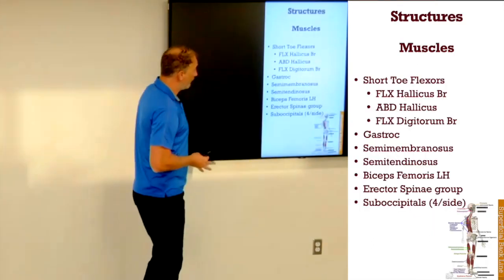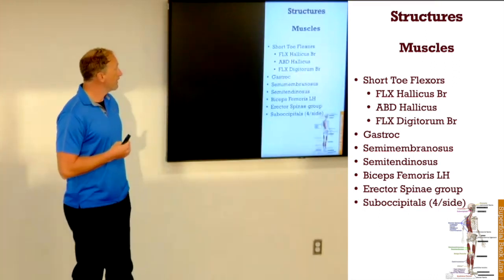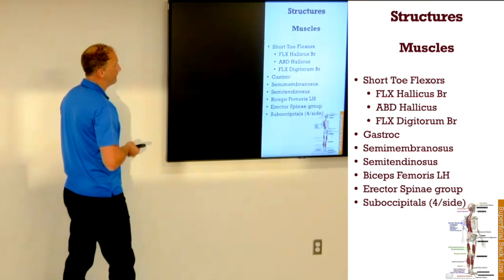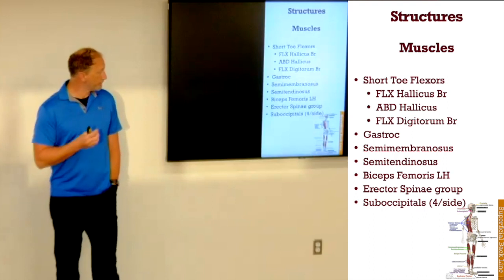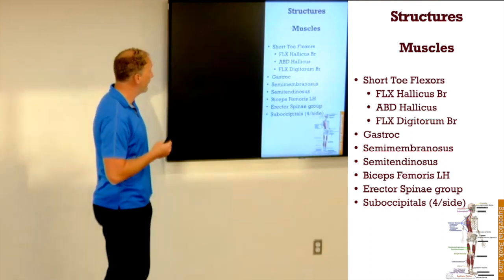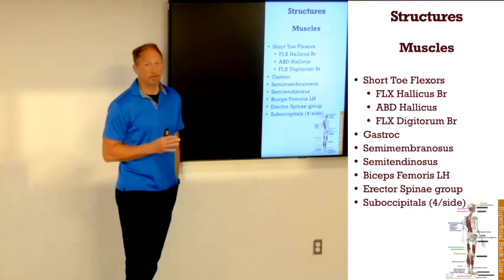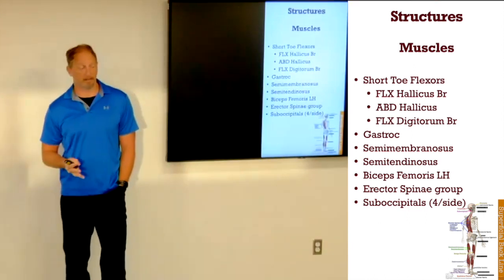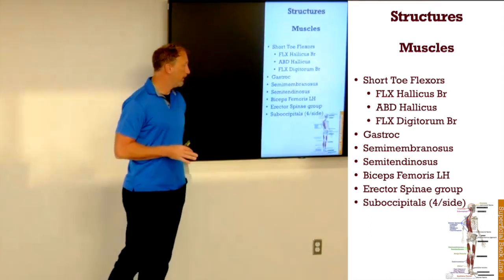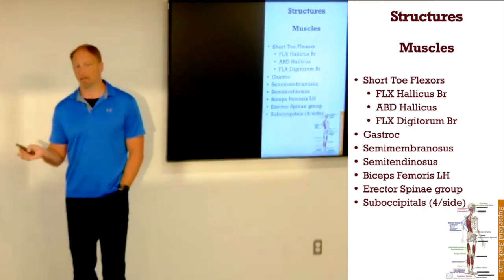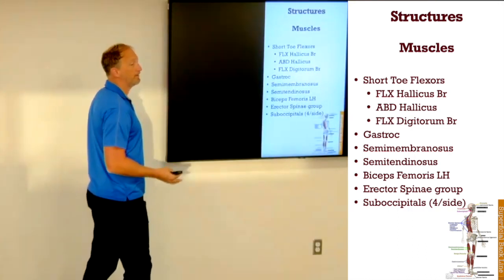So from a muscle standpoint, start at the feet and work our way up. Flexor hallucis brevis, abductor hallucis, flexor digitorum brevis, all of our short toe flexors. Come up into the gastroc, semimembranosus, semitendinosus, long head of the biceps. Short head of the biceps is not included in this line. And then we have all the muscles of the erector group, and then the suboccipitals. We've already talked a little bit about the suboccipitals. There's a total of 8, 4 on each side.